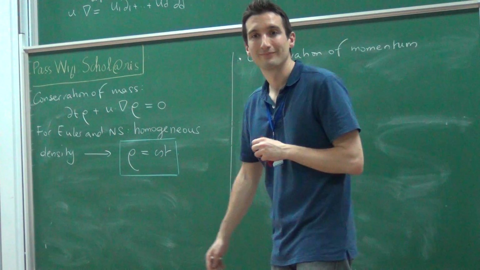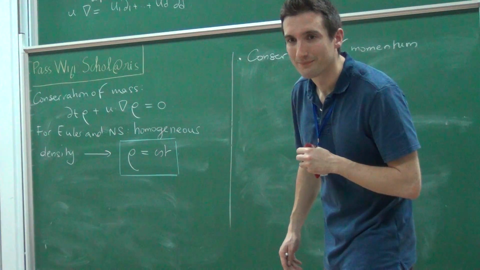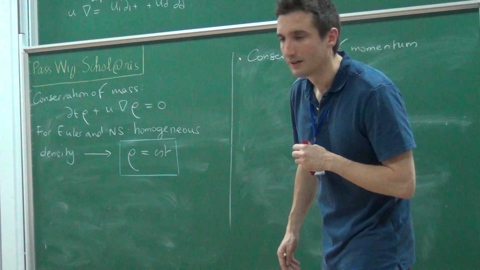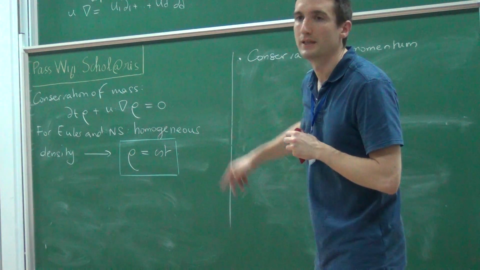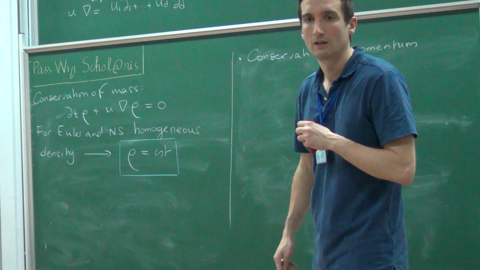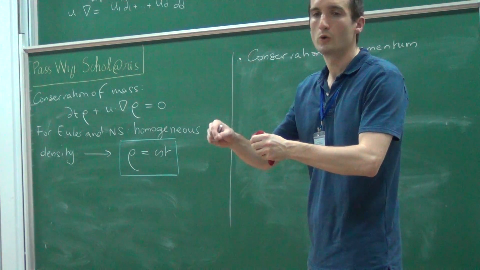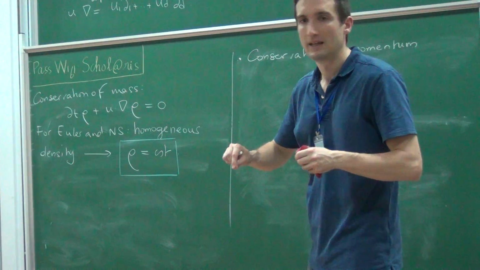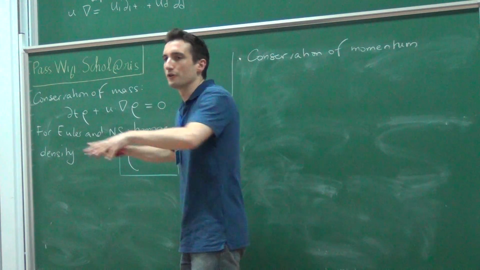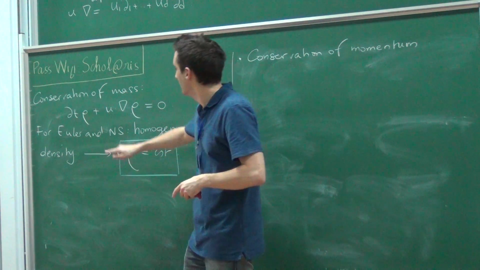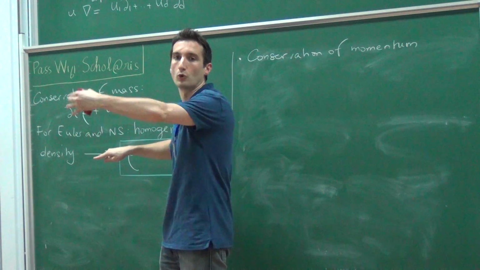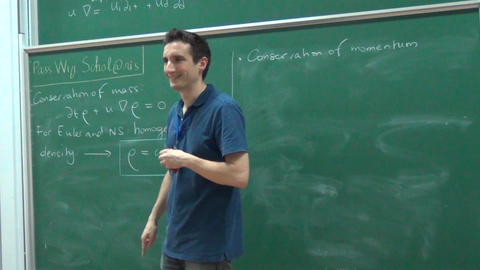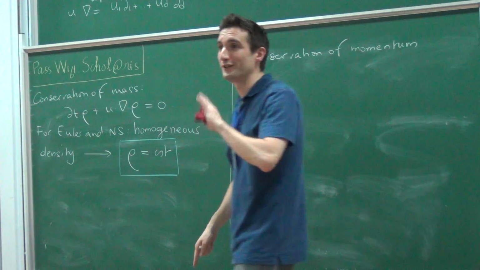Excuse me, so here do you mean the density is constant in time, not in space? Homogeneous means constant in space. So initially, rho does not depend on x. But if it is constant in space initially, it will remain constant in space for all time. Okay? By the way, feel free to ask any question.